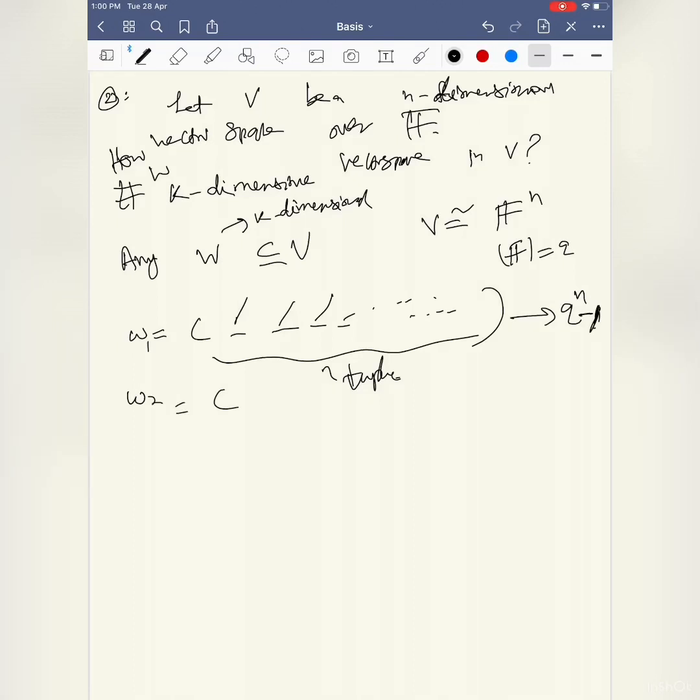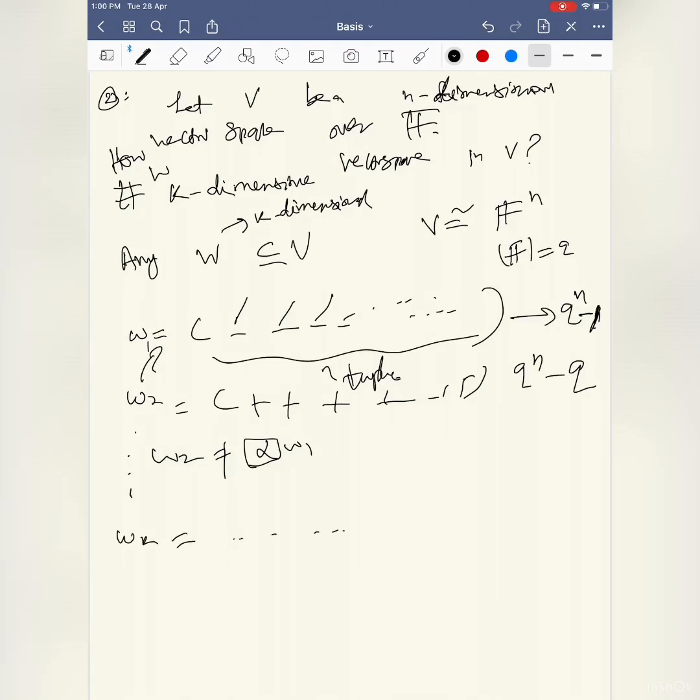So what is W2? Again I can fill anything, but it's not a linear combination of the previous one, so I can fill q power n, but I have to leave out W2 coming as alpha times W1, and this alpha choice is q. So slowly I can go up to Wk, a k-dimensional vector space, so it's q power n minus q power k minus 1. But this is not the final number, because there might be repetitions.